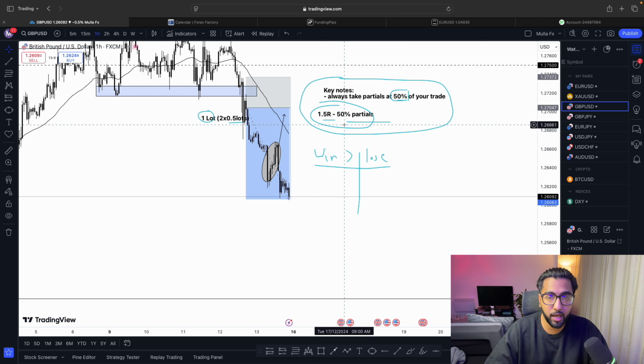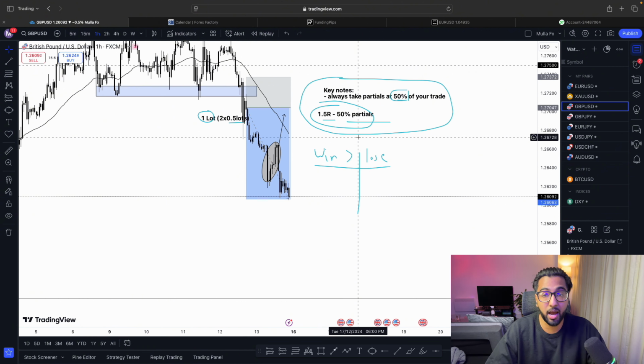So try and not do that. Only do it when it's time for you to. If you feel like the market's kind of reversing and you've got your 1.5 R sorted or 50% sorted, you might just close half the trade and let the other half run, and just do that.